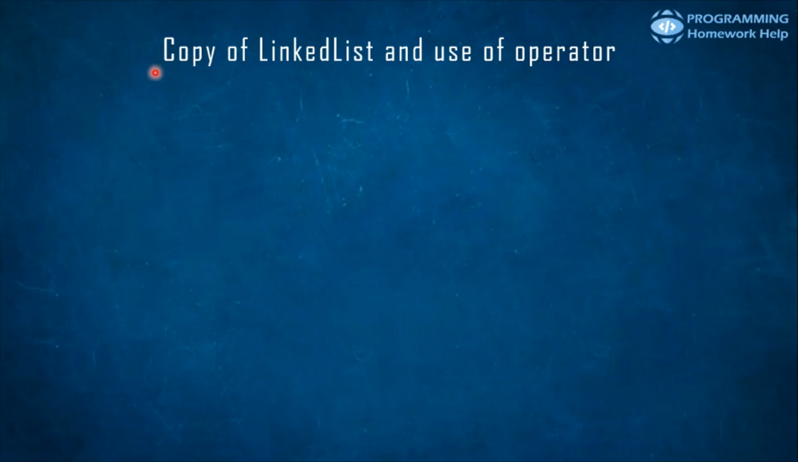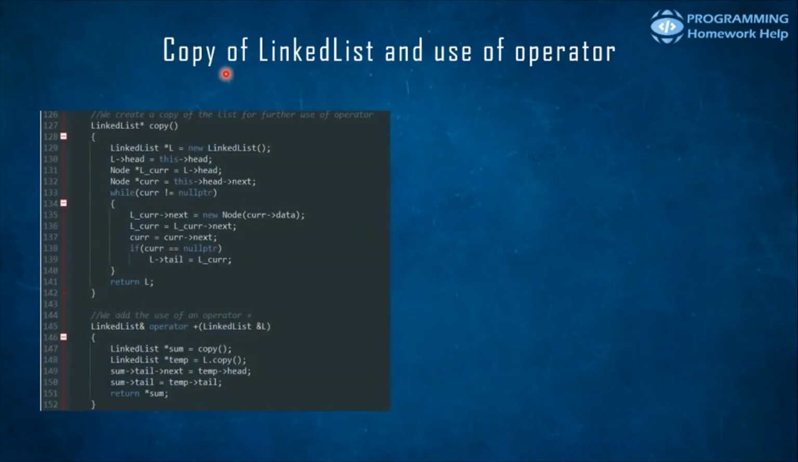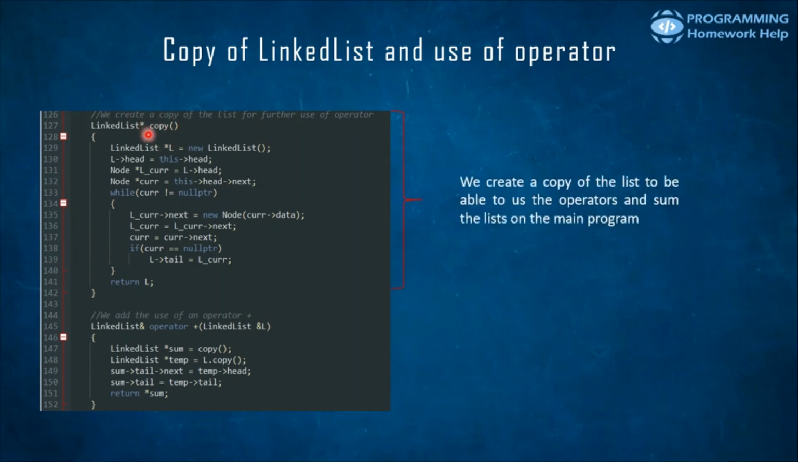Another of the things we want to be able to do is to use the sum operator on two lists. So in this case, we will create a copy of the list so we don't have to build another additional list structure. In the next part, we see that we are using this copy to be able to sum these lists by giving a specific function to the plus operator. This function would return the sum of two lists.